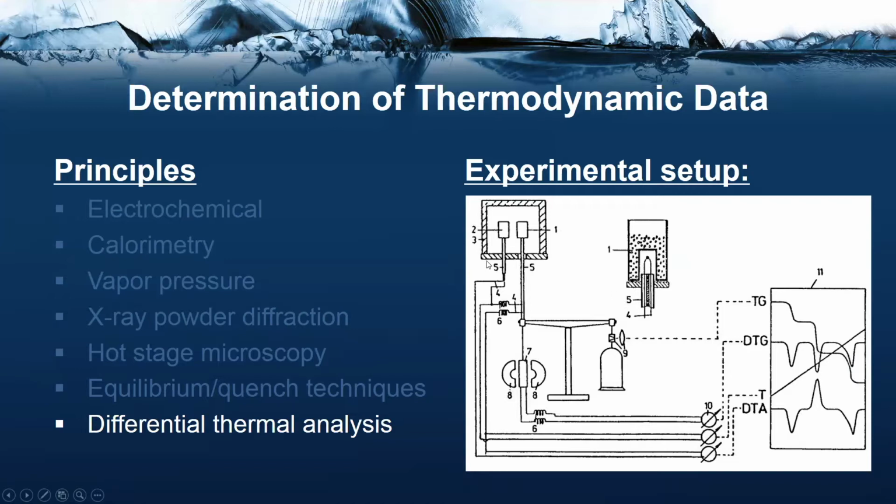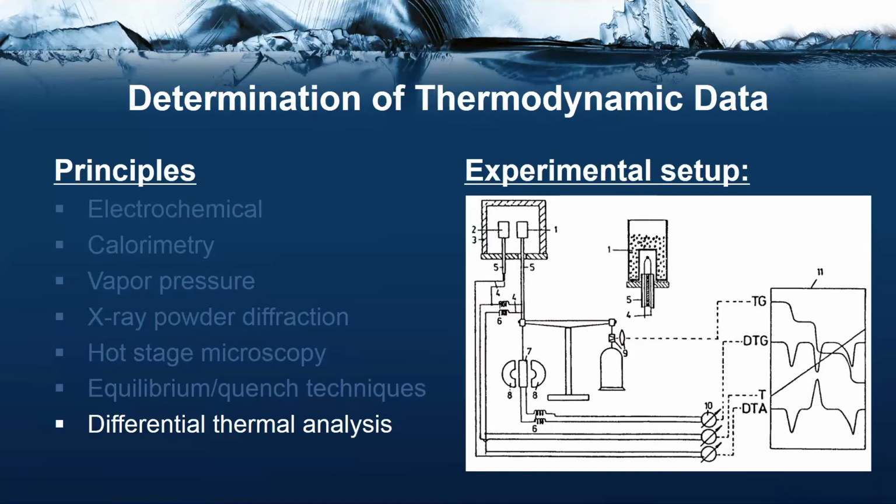The furnace, which is labeled 3, holds two crucibles labeled 1 and 2. The crucible labeled 1 holds a sample, and this crucible is connected to a thermocouple and a balance. The second crucible holds an inert reference material, and this crucible is only connected to a thermocouple.